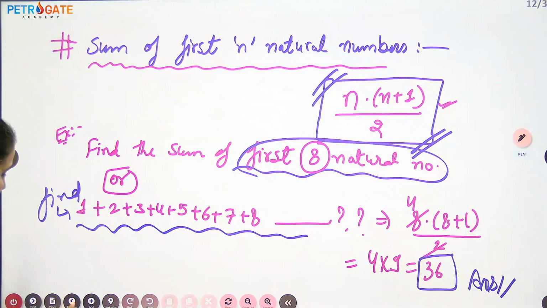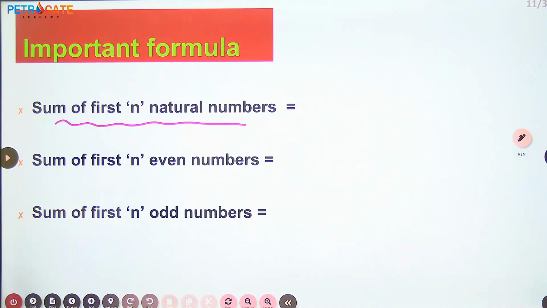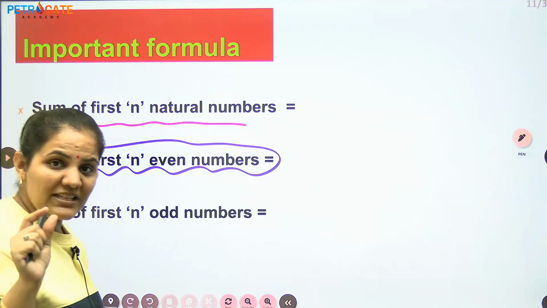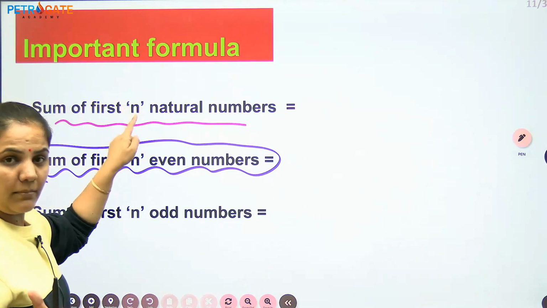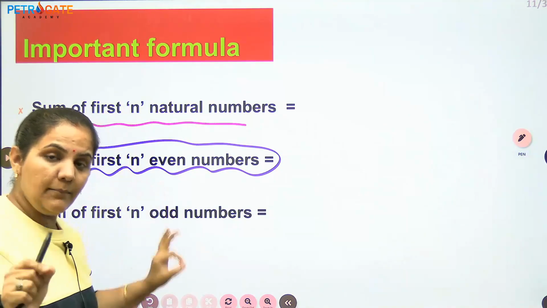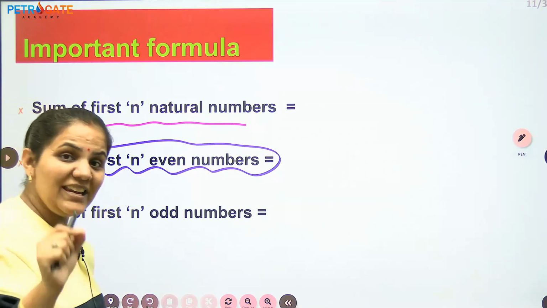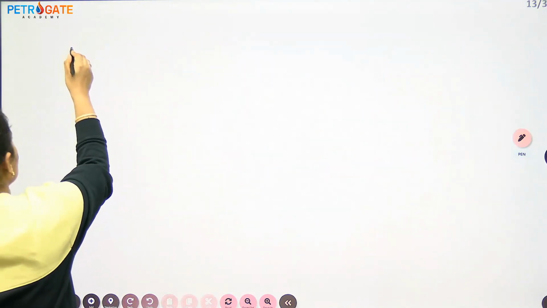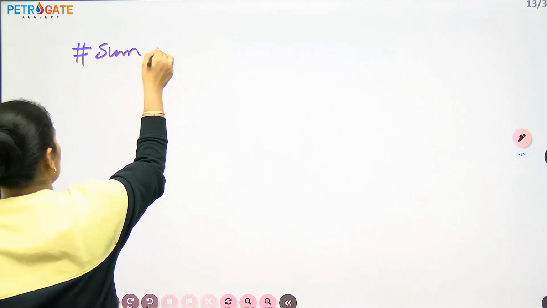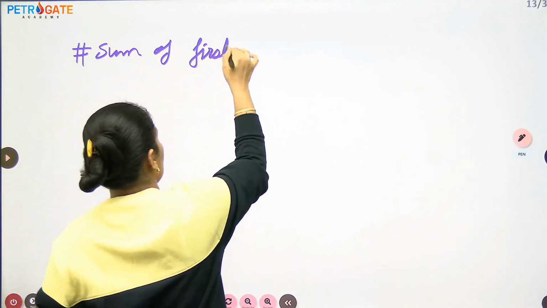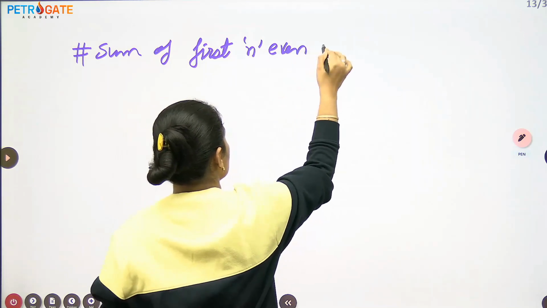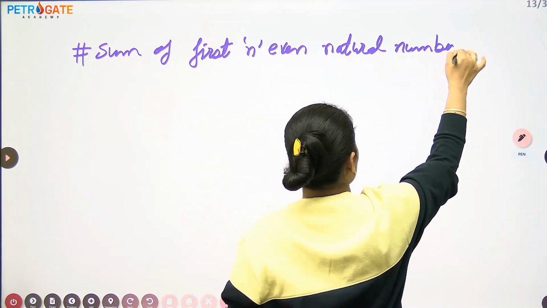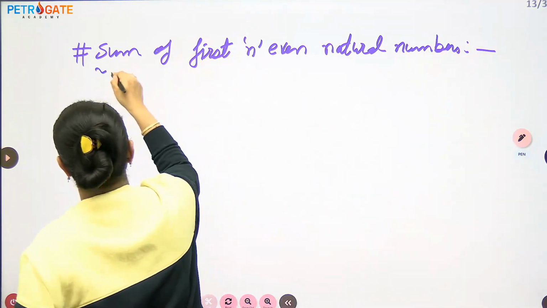Now when we talk about the sum of first n even numbers, the formula is slightly changed. Earlier we talked about the sum of first n natural numbers. Now it is the sum of first n even numbers. Let's talk about this one. I will elaborate this formula. Sum of first n even numbers or even natural numbers. It should be clear in your mind that we are talking about natural numbers only. Sum of first n even natural numbers.